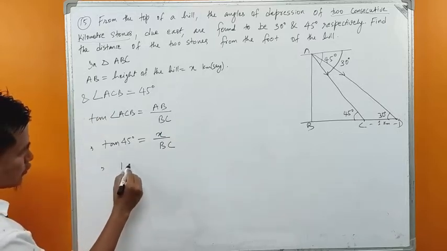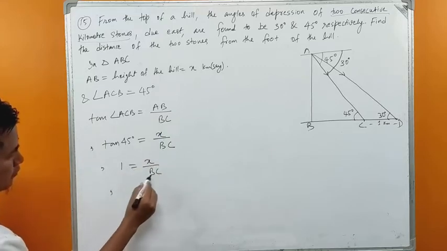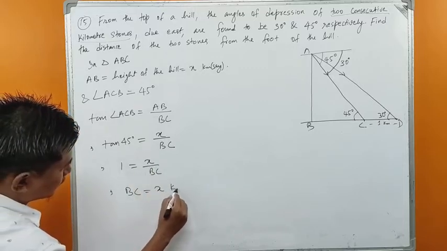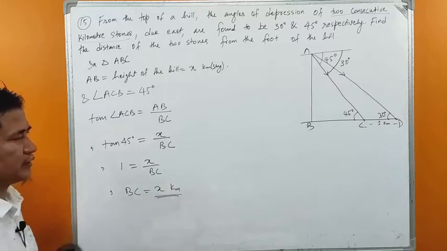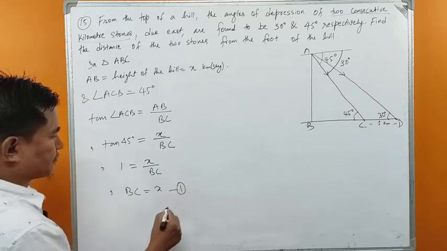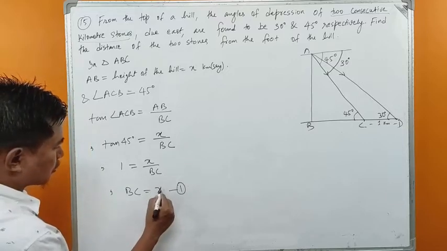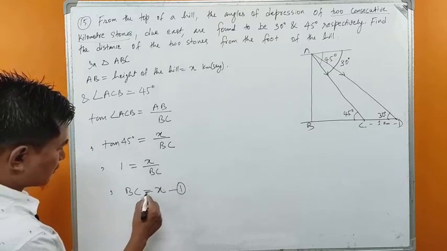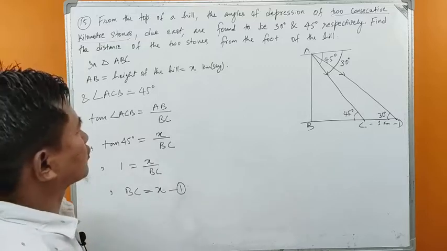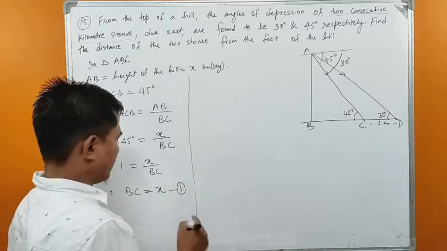The value of tan 45 is 1, equals x upon BC, or BC into 1 is BC. BC equals x kilometer. So we found the distance BC. This is equation 1: BC equals x. It is actually x kilometer, but we write only x right now because we don't know the value of x. That means the distance of the first kilometer stone from the foot of the hill is x.